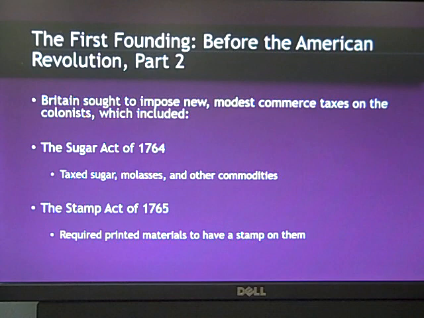Taxes. Well, here's the thing. I told you a minute ago, Parliament pretty much left the colonies alone, yes? That also means in terms of taxation, there was very limited taxation occurring. Now, the French and Indian War has ended, right?